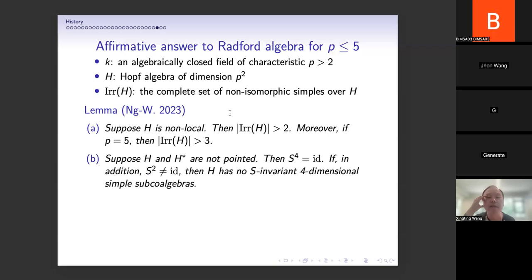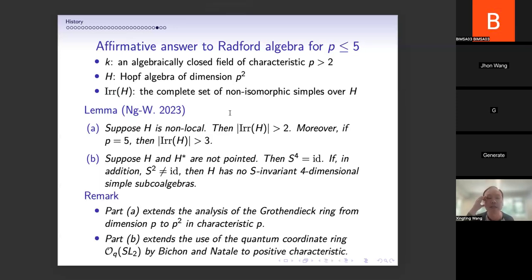And also we have the following result. Assume we are in the weirdest case, in which H and H star are not pointed. That's the thing we try to delete, right? Suppose we have the unthinkable thing. Then the order of S square is identity. And in this case, if S square is not identity, then we prove that H has no S invariant 4-dimensional simple subcoalgebras. It seems too technical, but the way we do that is we can use an argument by Bichon and Natali to use a quantum group to play a role in classification. So we take UqSL2, but the q is not taken as roots of unity in characteristic 0, it is the roots of unity in characteristic P. Then we can play the same role to get something from the Hopf algebras.